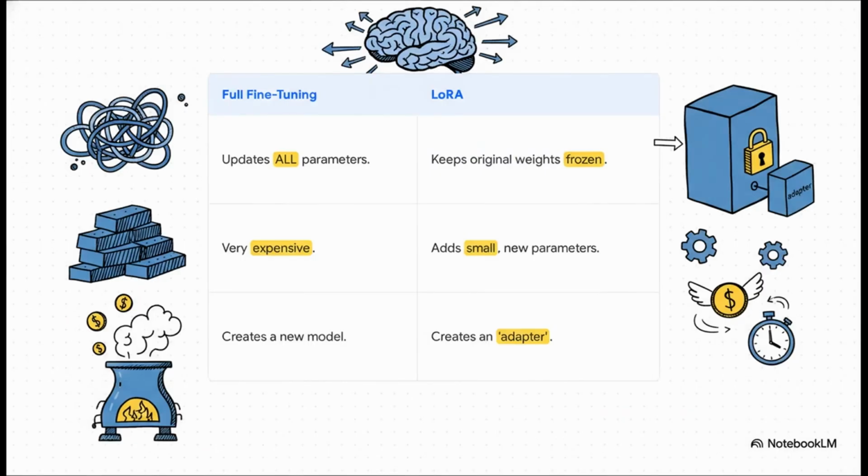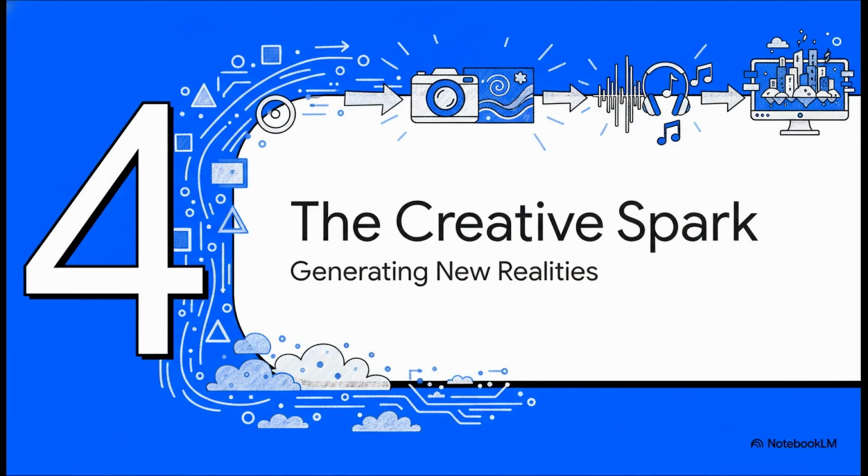And here's why it's such a big deal. Full fine-tuning means you have to change every single parameter in the model. It's crazy expensive, and you end up with a whole new giant model file. With LoRA, you freeze the original model. You don't touch it. Instead, you just add this tiny little adapter layer on top, and that's the only thing you train. It's way cheaper, way faster, and it means you can have dozens of different specialists, all based on one original model. All right, time for our final section.